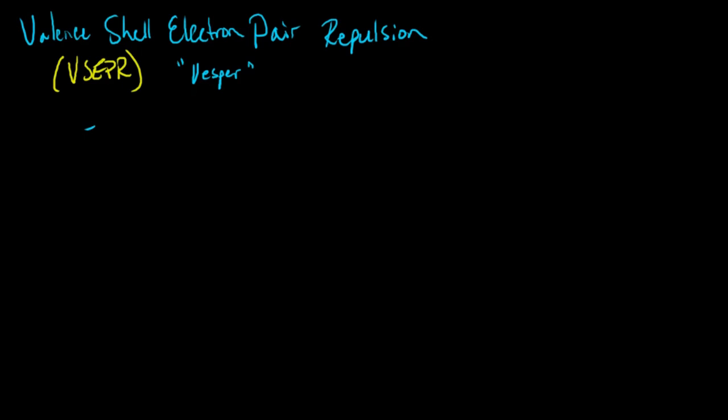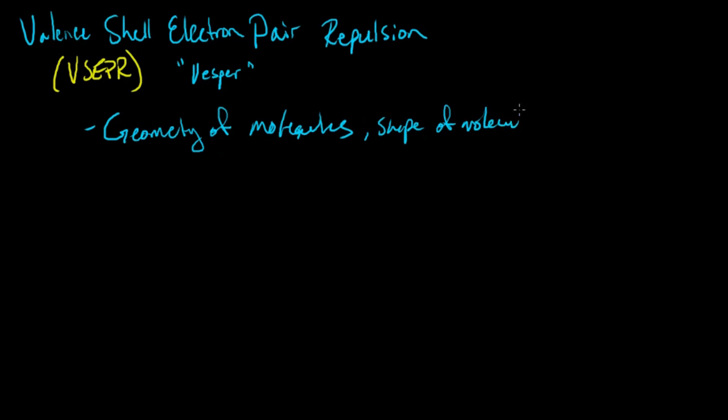Okay, so we are going to talk about valence shell electron pair repulsion theory, VSEPR, also known as VSEPR, but even though it's not VSEPR, we call it VSEPR. Yes, I know it's spelled wrong. The idea behind this is the geometry of molecules, or the shape of them.